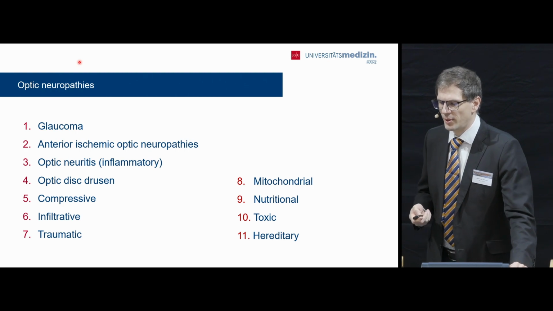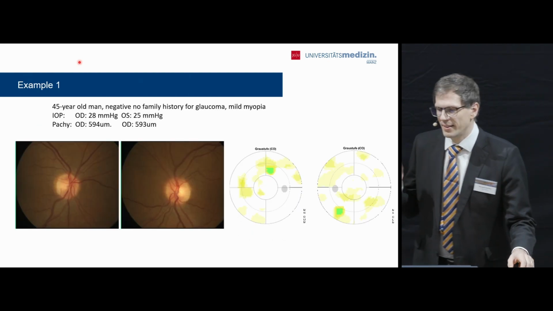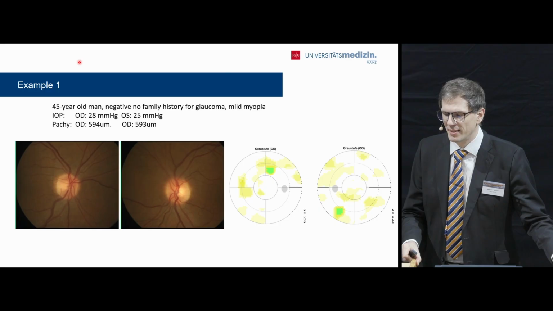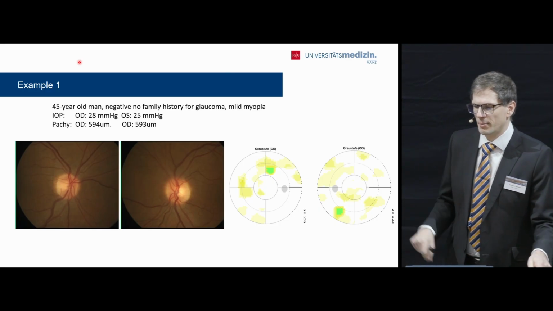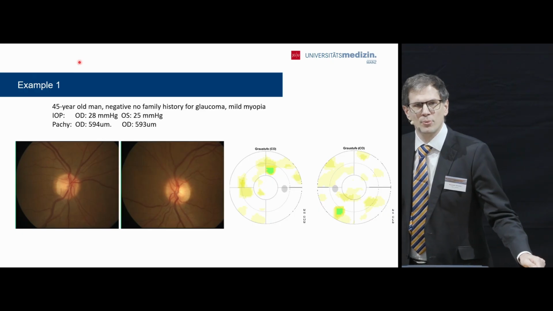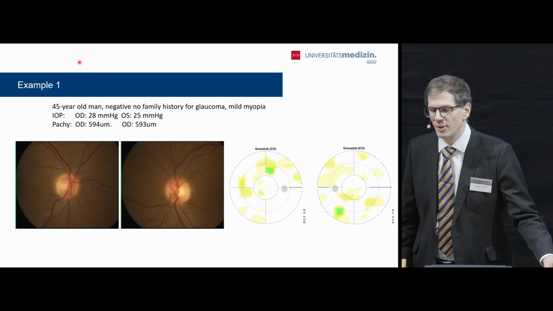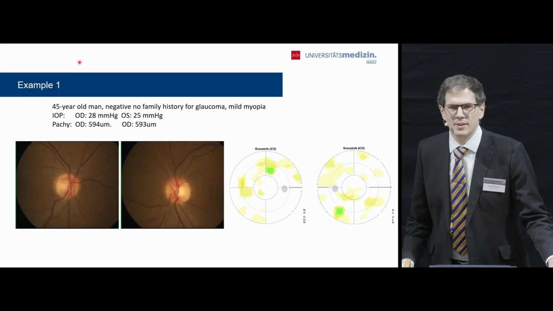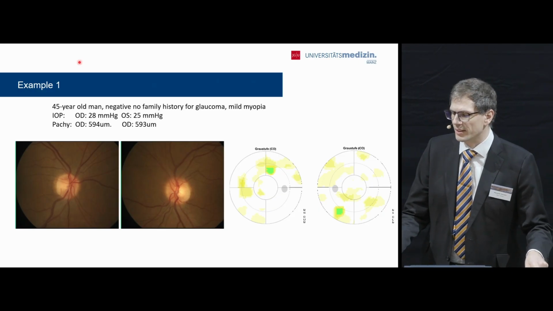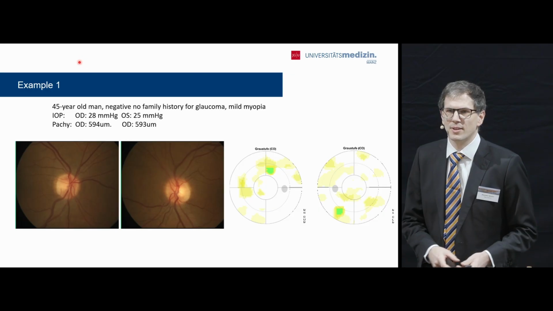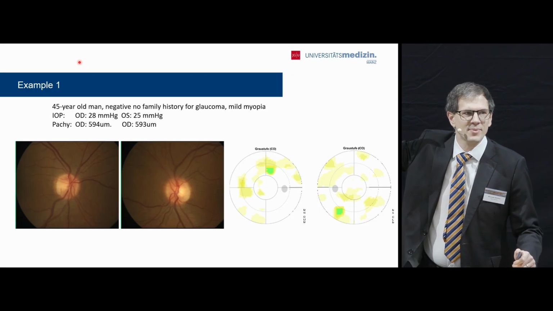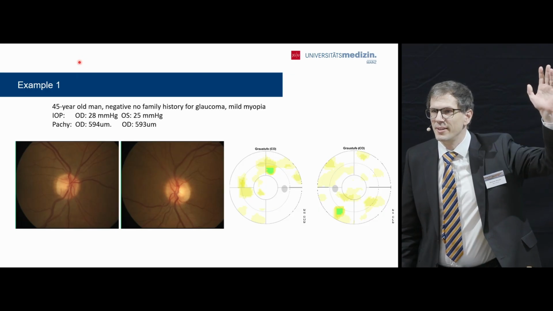When we now go to our first case, that's a 45-year-old man. He has no family history of glaucoma. He is mild myopic, has an IOP of 28 and 25, and a slightly thicker central corneal thickness. What do you think if you look at the optic disc? Who thinks this is glaucoma? Who thinks this is normal?